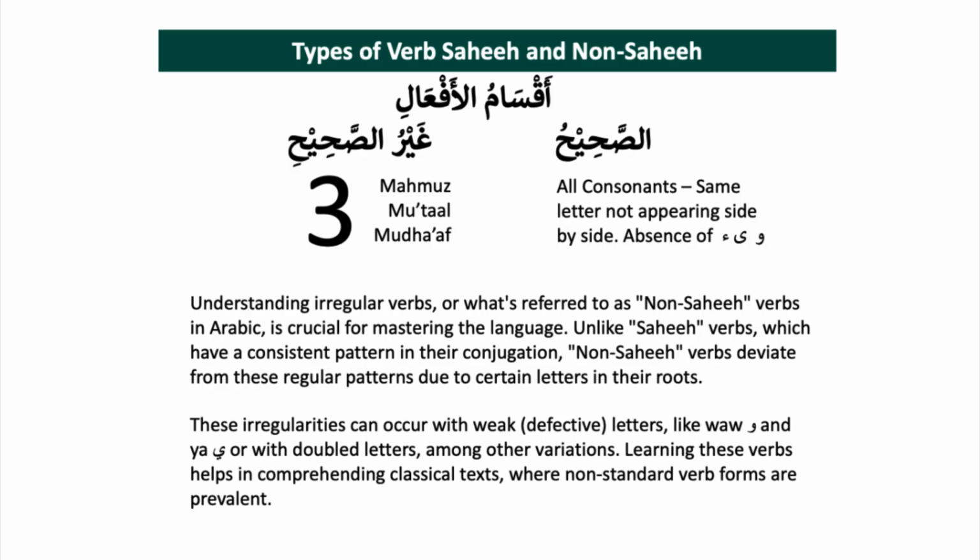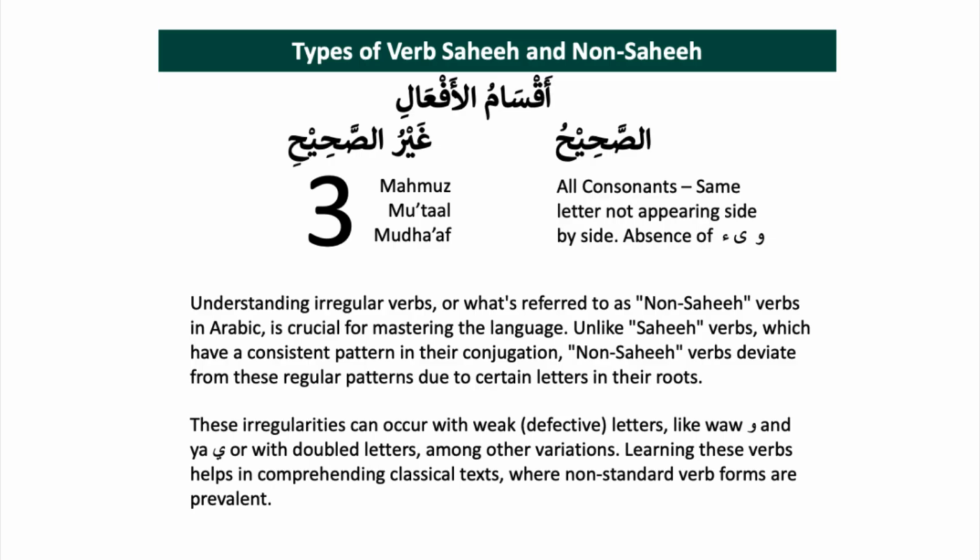A sahih verb is a regular verb. Its root letters are all strong letters. There are no weak letters like waw, ya, or hamza, and there is no doubling of letters. Because of this, sahih verbs follow a stable and consistent pattern in both madi and mudari forms.